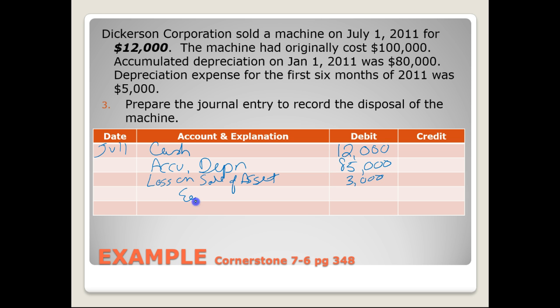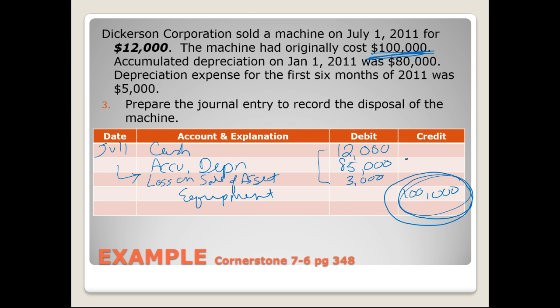Then, in order to clear the equipment asset account, we would have a credit of the full original book value, which was $100,000. Notice $100,000 of credits, we now have $100,000 of debits. When there is a loss on the sale, it is recorded as a debit. Gains are recorded as a credit. One last thing to notice here. Remember, we kept clearing the equipment account, the asset account, by crediting it for its original book value.